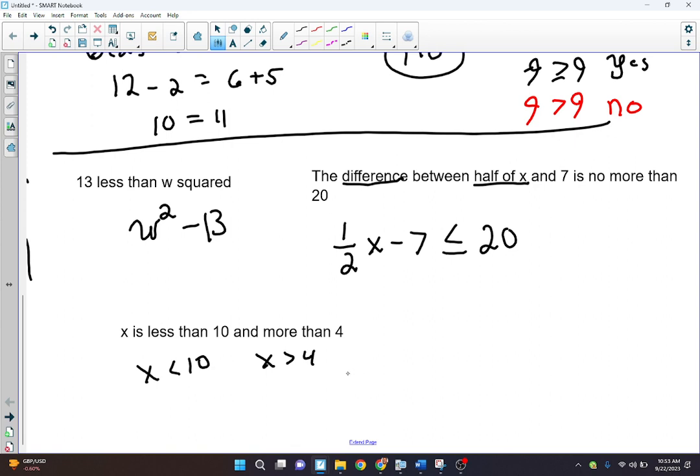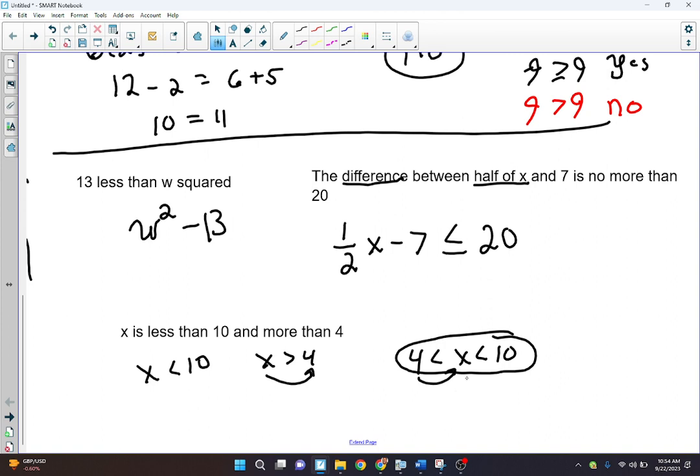So we have to combine it into one situation. I always like to start with the smallest. So 4 is less than x. Because remember, if x is bigger than 4, then 4 must be smaller than x. So 4 is less than x, which is less than 10. This should be your final answer. It should be one expression.